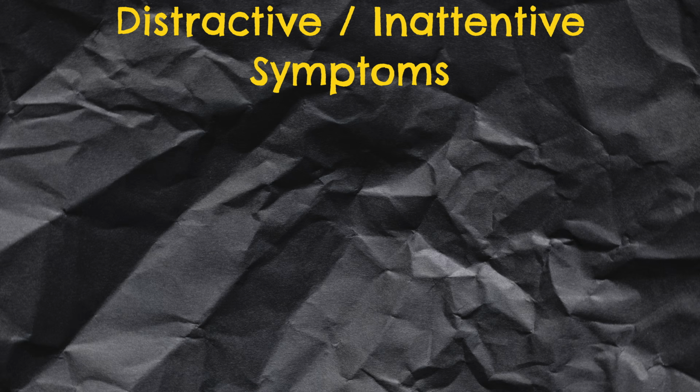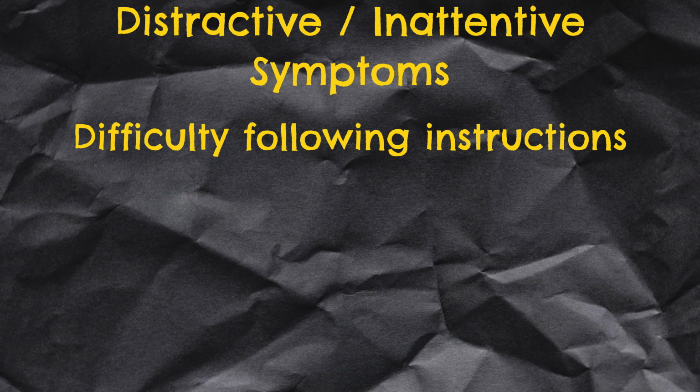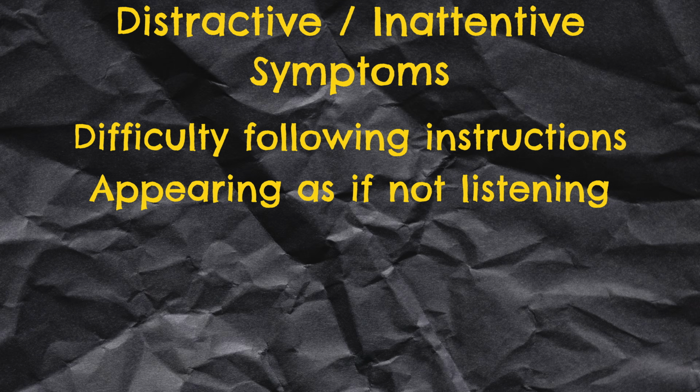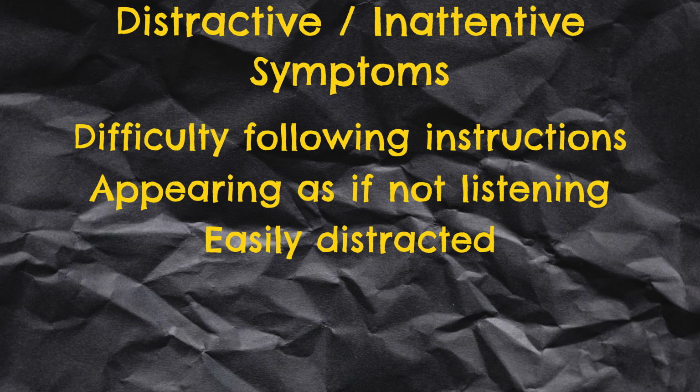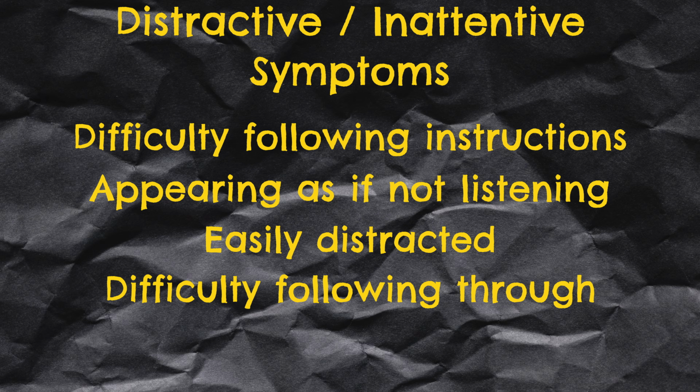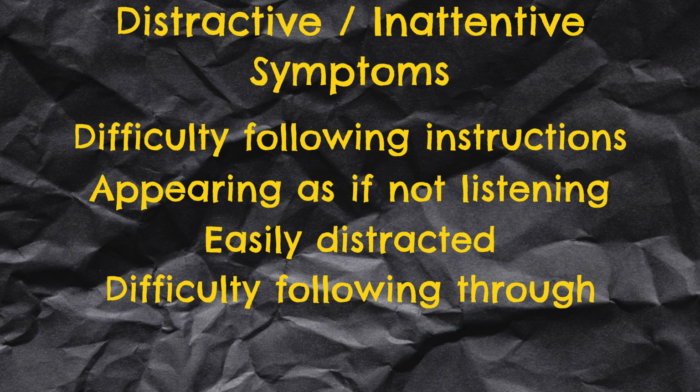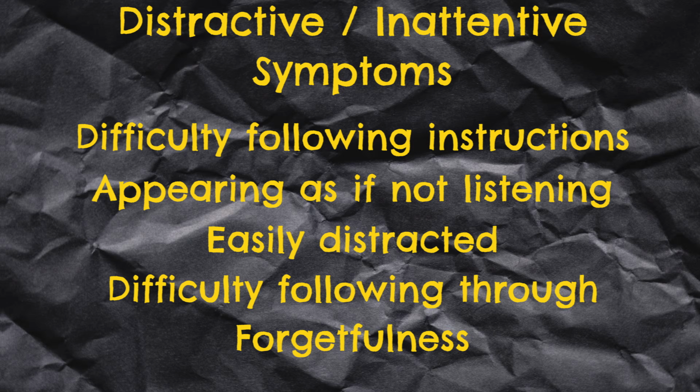Now, symptoms in this type of ADHD include the following: difficulty following instructions, appearing as if you're not listening when you're spoken to, being easily distracted, difficulty with following through on tasks or assignments, and forgetfulness. Now again, just like the other type, this is not an exhaustive list, but when people describe symptoms of this type of ADHD, they often describe things like that.